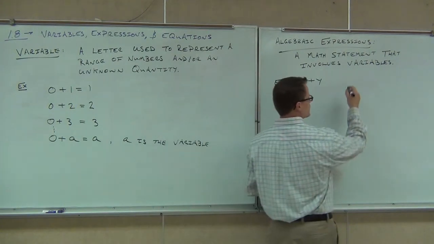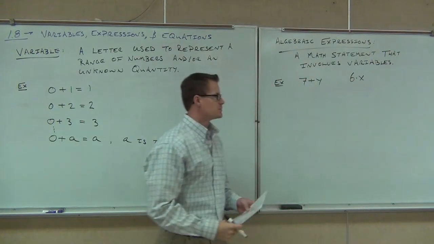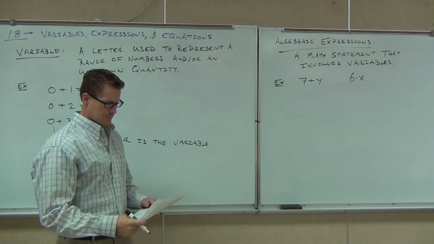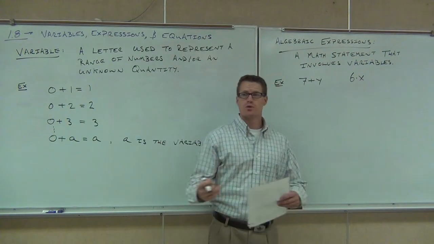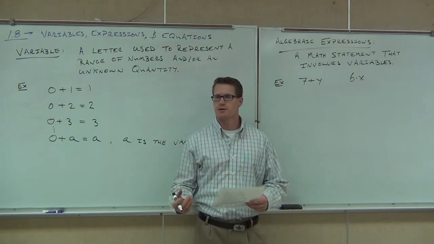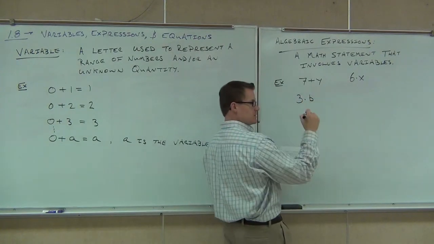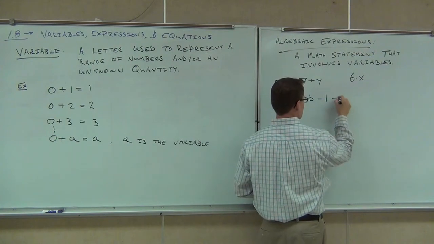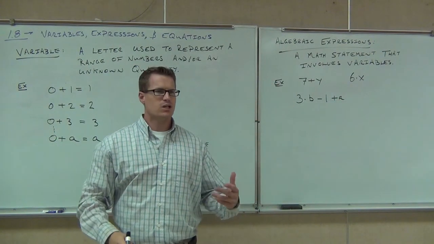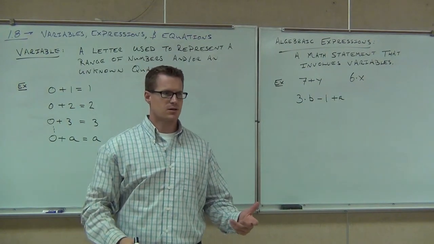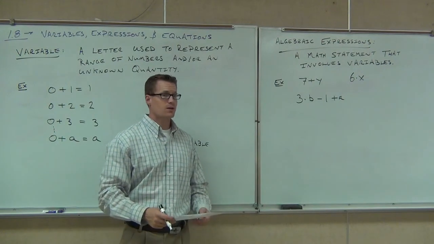Or we could do something like that, 6 times x. Is it possible to have more than one variable at the same time, do you think? Yeah, we could do 3 times b minus 1 plus a. Now, do we know what y is in this case? No. Do we know what x is in this case? No. Or a or b, we don't know what any of those things are.